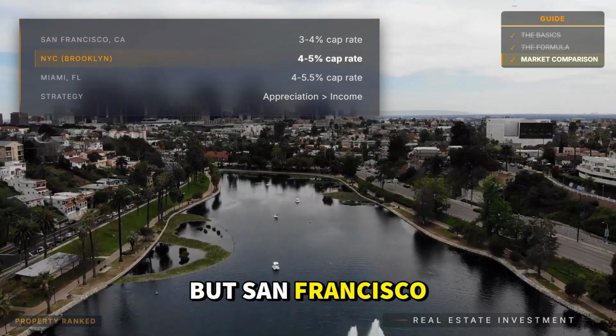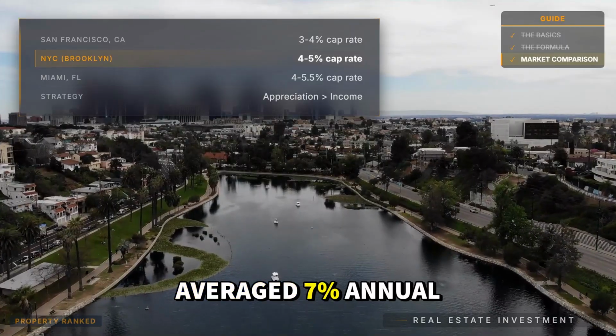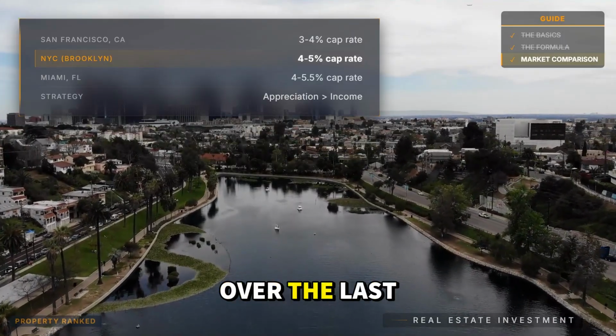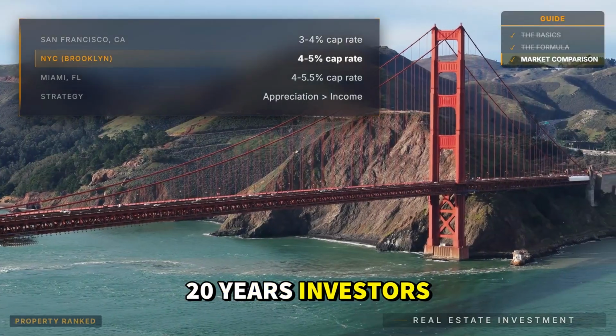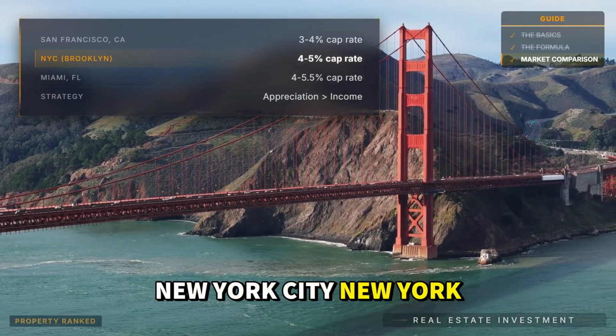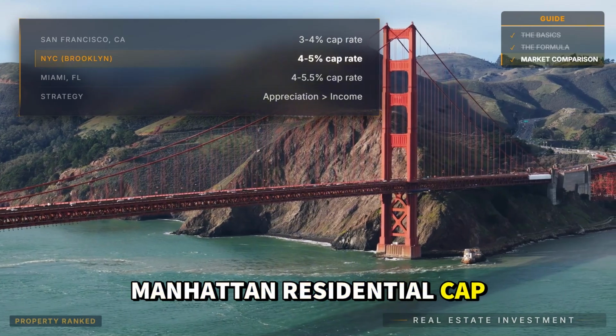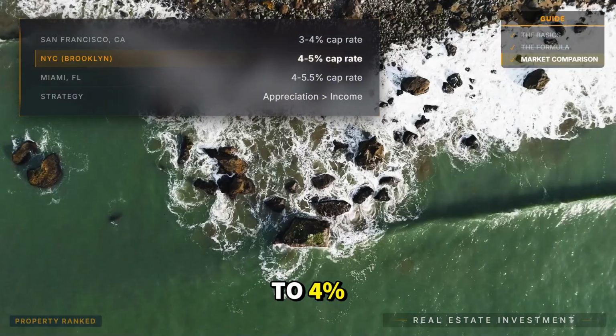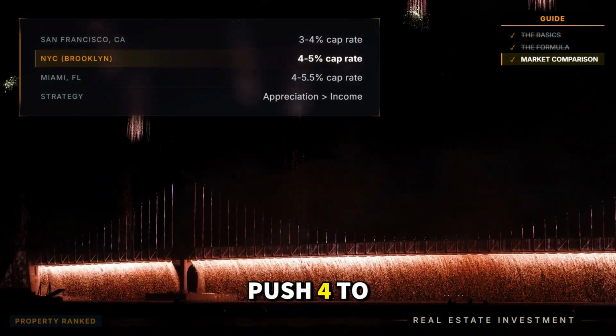But San Francisco home values have averaged 7% annual appreciation over the last 20 years. Investors aren't buying income, they're buying growth. New York City, New York. Manhattan residential cap rates average 3 to 4%. Brooklyn and Queens push 4 to 5%.